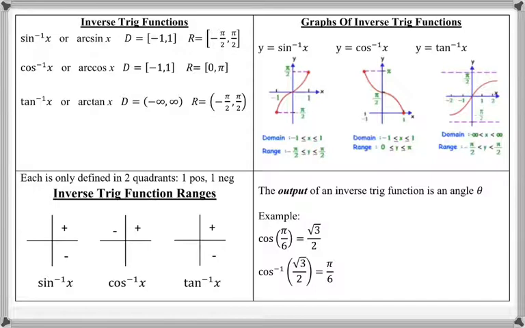And each of them is only defined in two quadrants, so one positive and one negative. So sine inverse, again, it was from negative pi over 2 to pi over 2. Cosine inverse is 0 to pi. And tangent inverse is negative pi over 2 to pi over 2.